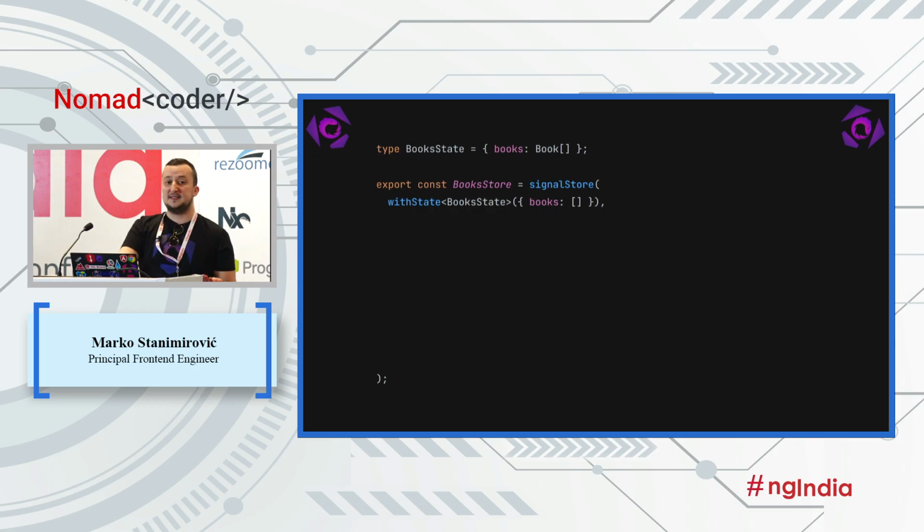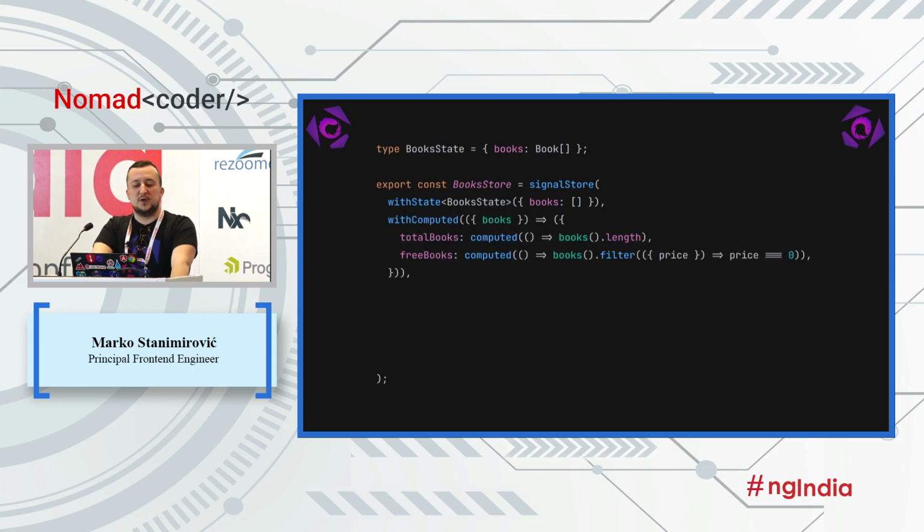The first base feature that NgRx Signals package provides is called withState, and we can use this feature to add a state to our signal store. Then we have withComputed. withComputed is used to define the derived state or computed state to the signal store.